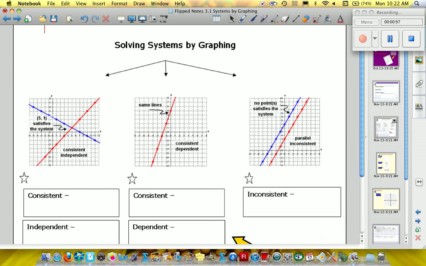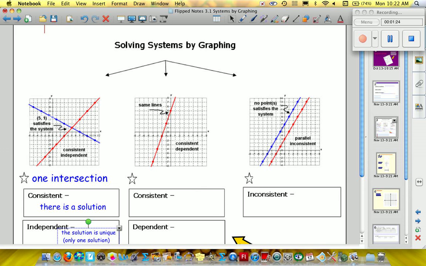Okay, so solving by graphing, we could have one of three different ways. We could have one point of intersection, where the solution is an intersection. Here's some new words for you. This would be a consistent system, which means that there is a solution. This system with one intersection would also be considered independent because it has a unique solution, only one solution.